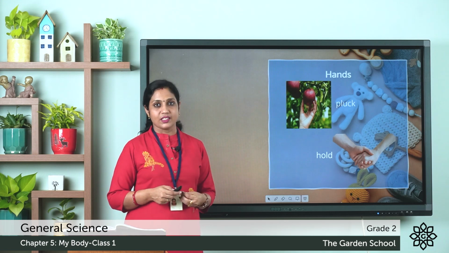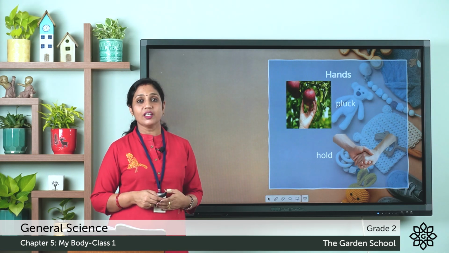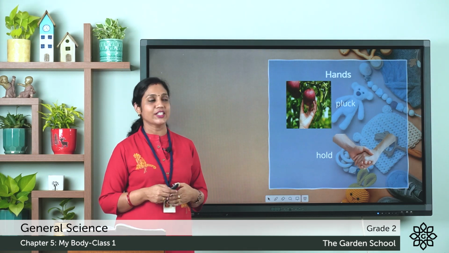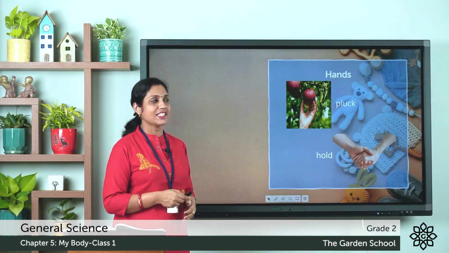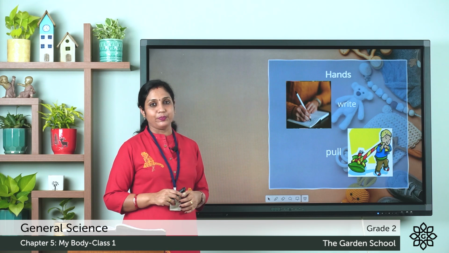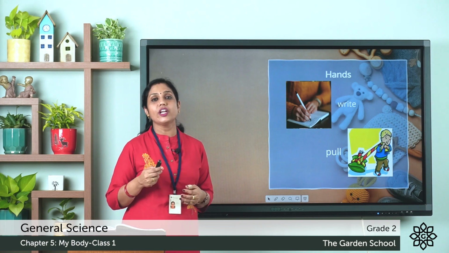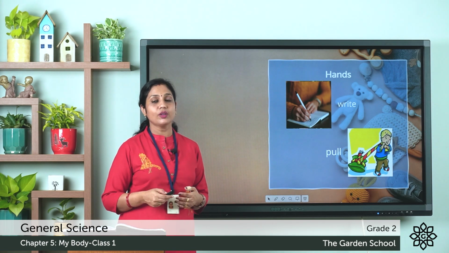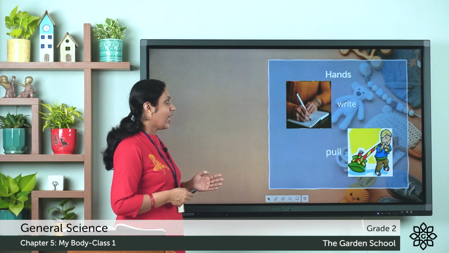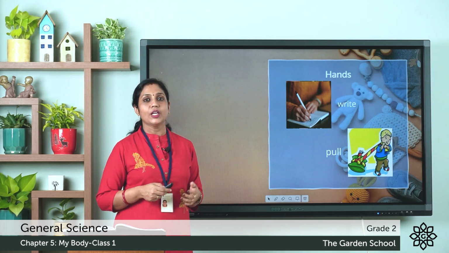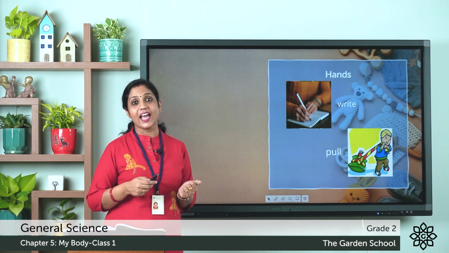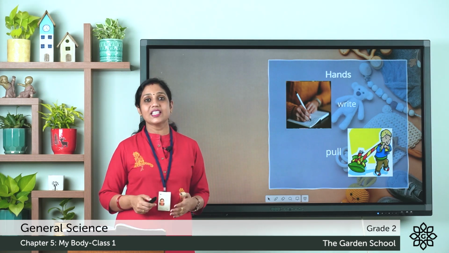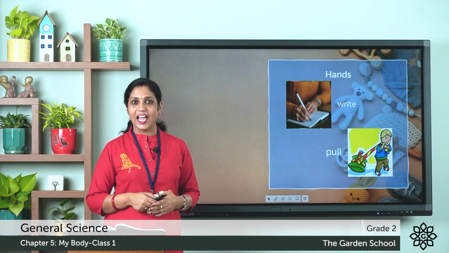When you pluck things, which part of your body are you using? We pluck things with our hand. And also for holding, we use our hands. For writing, when you write, you're holding your pencil. And for writing, we use our hands. And to pull something, which part of our body are you using? You use the hands to pull things. So these are some of the functions of our hands.